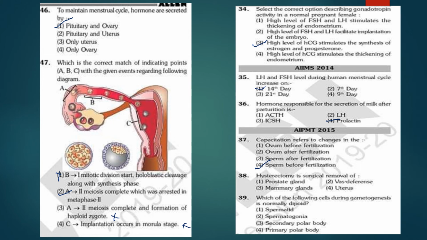Hysterectomy is the surgical removal of the uterus. Which of the following cells during gametogenesis is normally diploid? This is a very important and frequently asked question. Here the spermatogonia is diploid, and the primary spermatocyte is diploid, whereas the secondary spermatocyte onwards to the final cells are all haploid.